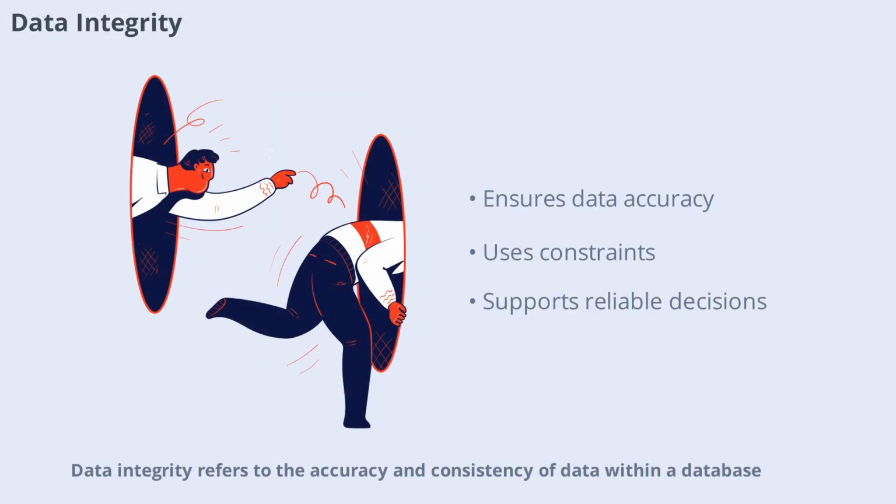Data integrity refers to the accuracy and consistency of data within a database. Integrity constraints such as primary keys, foreign keys, and unique constraints help enforce rules that keep data valid. Maintaining data integrity is essential for reliable decision-making and system operations.